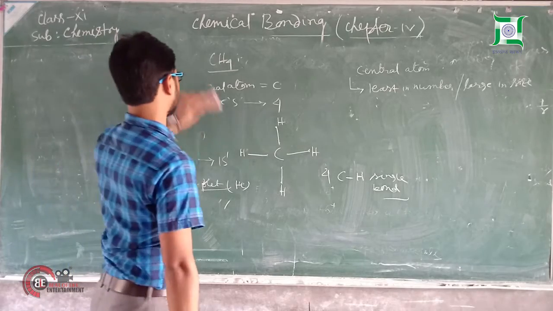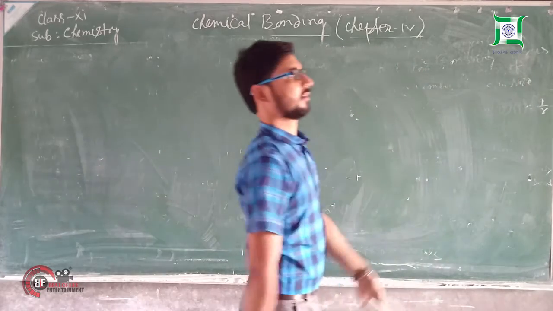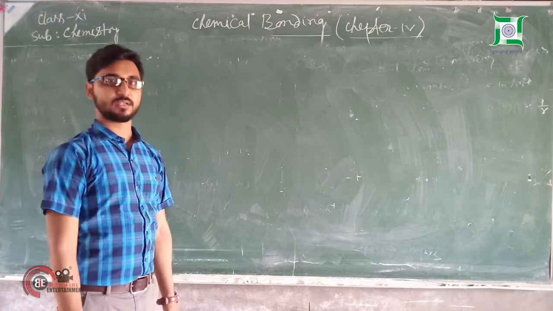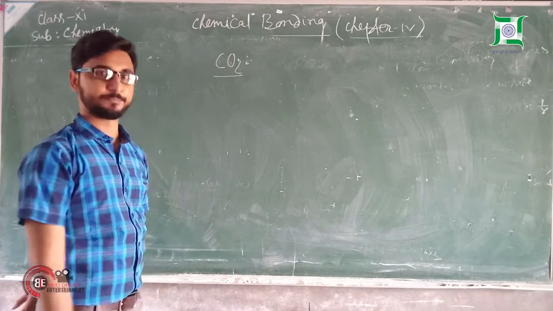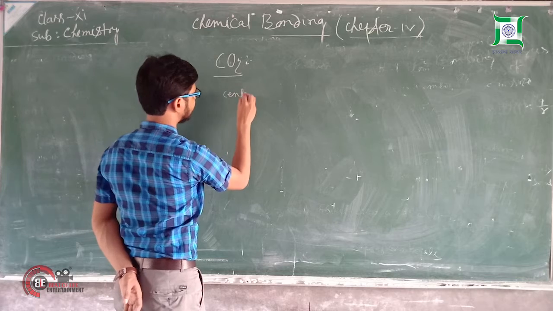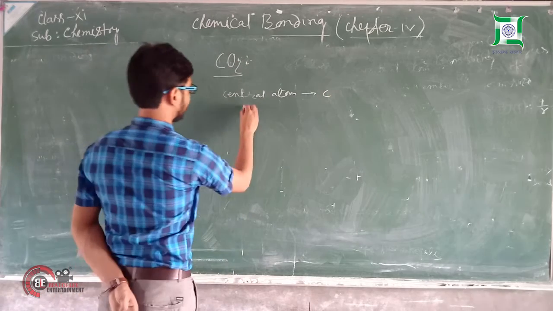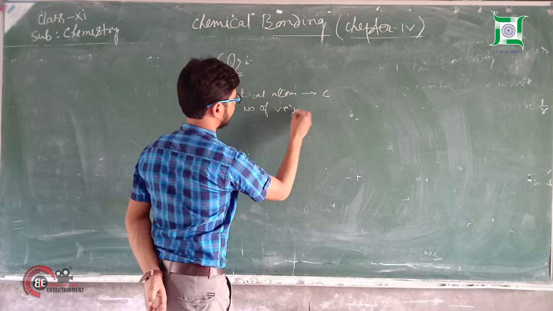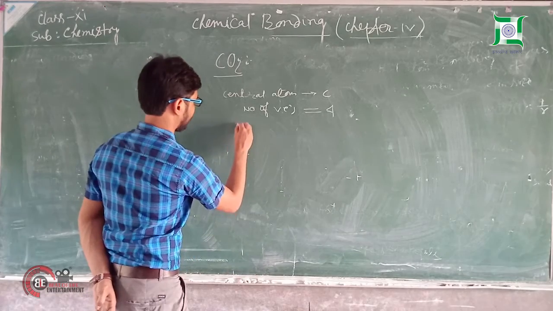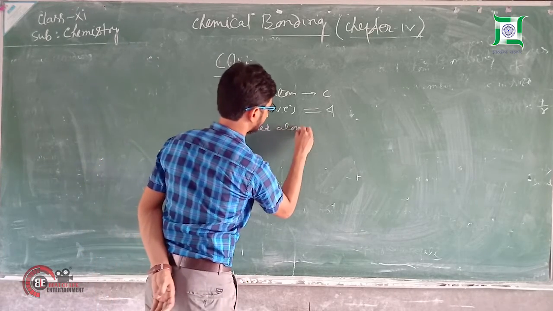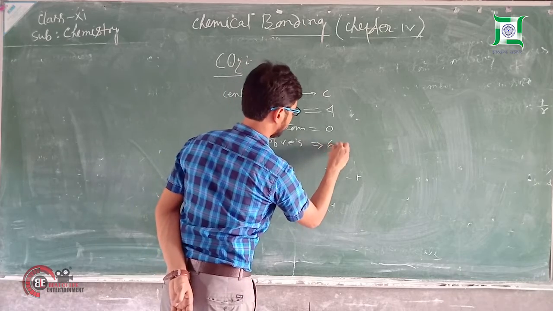Let us take one more example. यहाँ बहुत सारे कोवैलेंट कंपाउंड्स है जिसके लुईस डॉट स्ट्रक्चर बनाया जा सकता है। तो आज हम लोग और एक एग्जांपल ले लेते हैं CO2 की। तो CO2 की लुईस डॉट स्ट्रक्चर ऐसा होगा। So now in this, central atom is carbon. Number of valence electrons equal to 4. Bonded atom equal to oxygen. Number of valence electrons equal to 6.